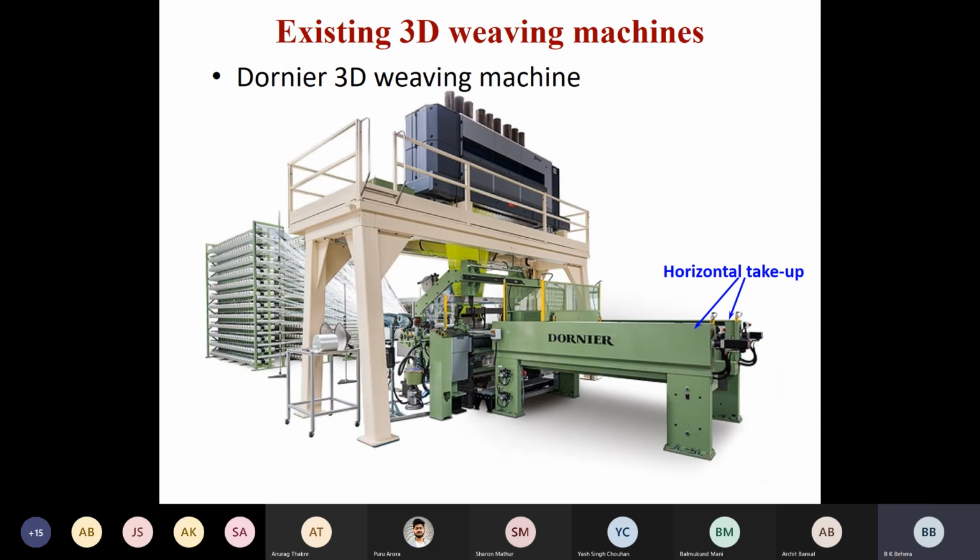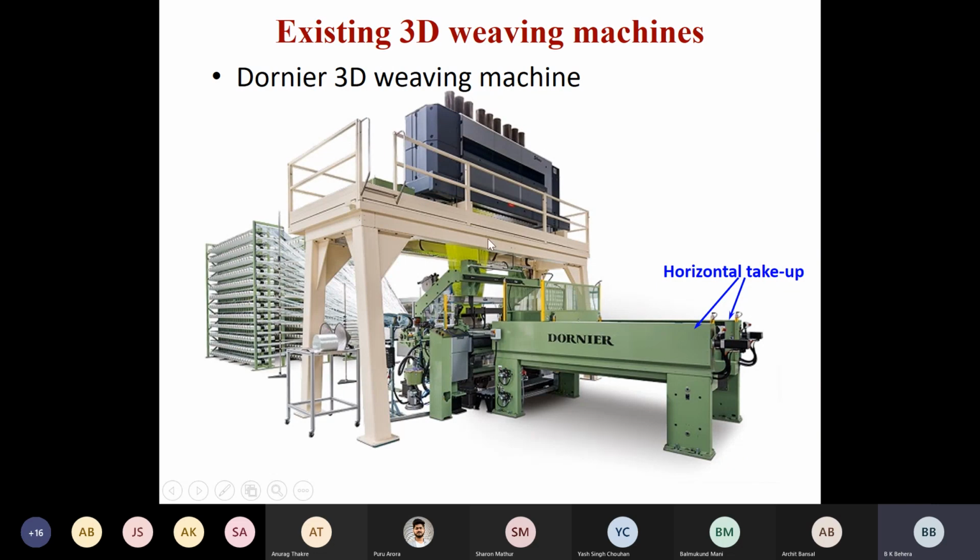Today, look at this. This is a 3D weaving machine developed by Dornier very recently, just 1.5 years old. And in the world, this is the first patented commercial machine. It is yet to be installed in some factory because it's a very, very expensive machine. In Indian currency, this machine costs about 14 crore rupees. So have a look at this machine.